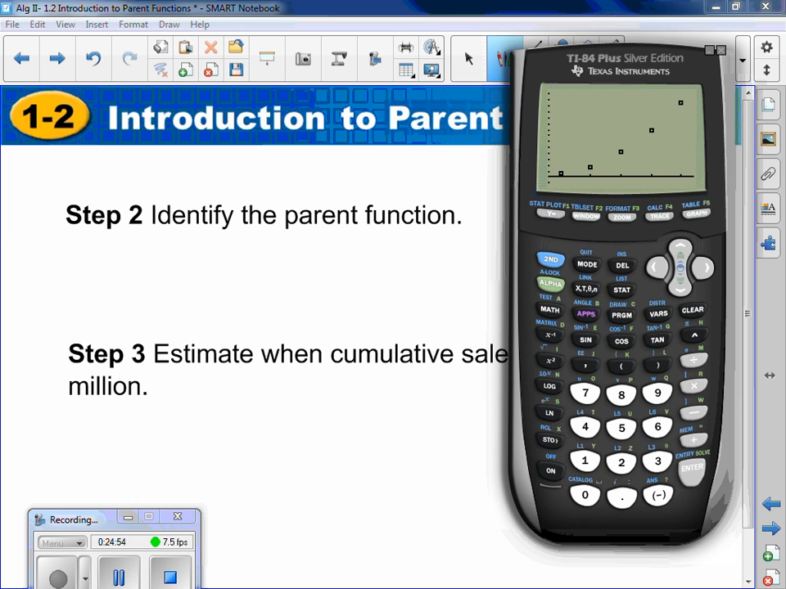So the parent function, which one do you want to call it? It's almost a straight line. There's just a couple that are off. So the parent function we'll just call f of x equals x.